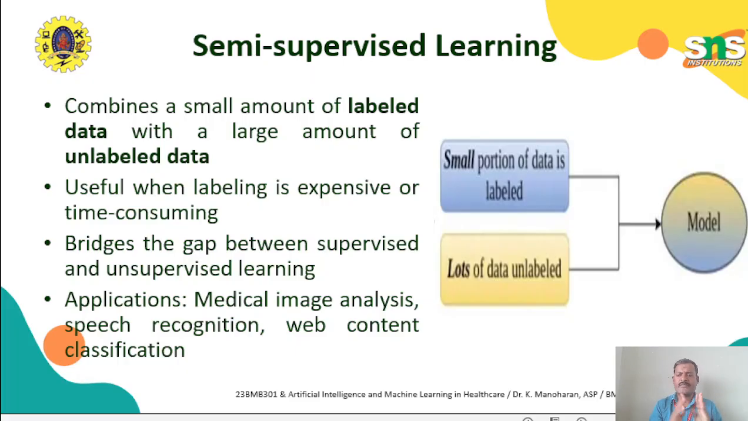In some cases getting labeled data requires a lot of effort, and there we use semi-supervised learning. That means a small portion of the data has labels and a large portion of the data doesn't. Still, this data can be used to train the model and predict the outputs. It combines both supervised and unsupervised learning to give results. It bridges the gap between supervised and unsupervised learning. Some of the applications are medical image analysis, speech recognition, and web content classification.